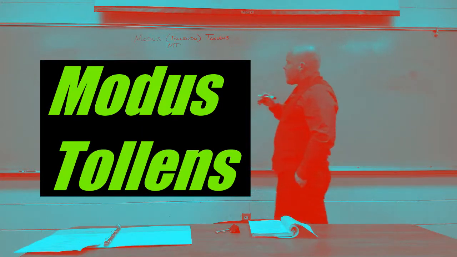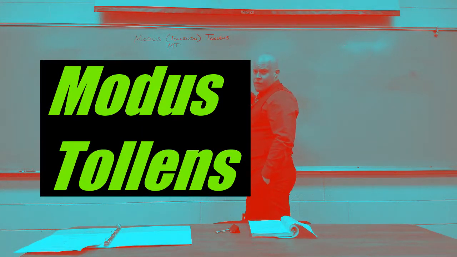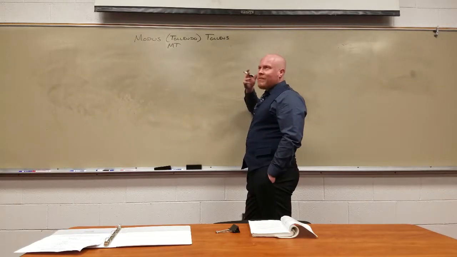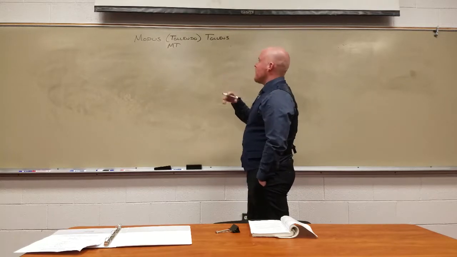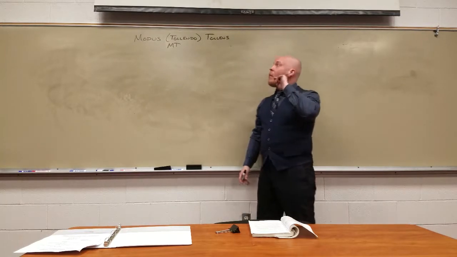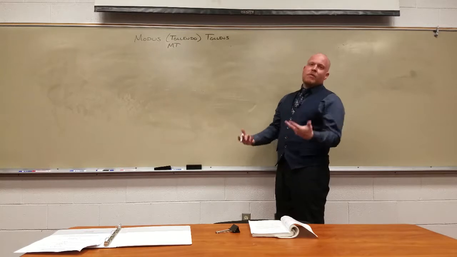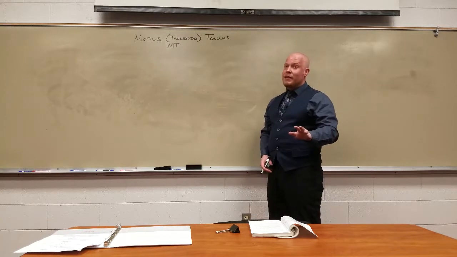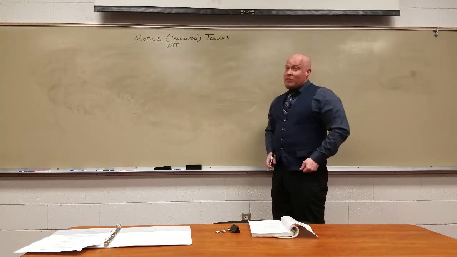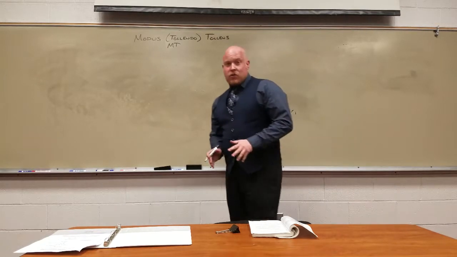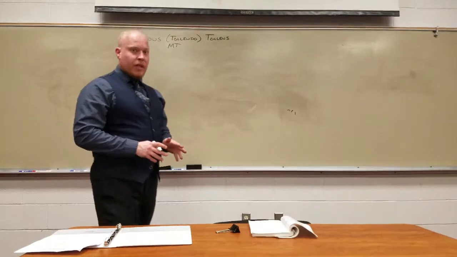What I want to do is talk about our next rule of inference, and that is Modus Tollens. There is a Modus Ponens and a Modus Tollens. We'll get to those a little bit later. But we've got Modus Tollens, or I'm going to call it MT. Don't mix it up with Modus Ponens. And it involves some stuff with negations as well, so we have to be mindful of negations.